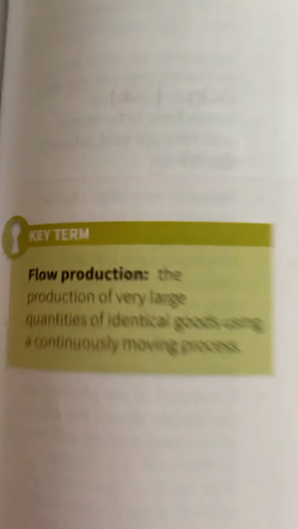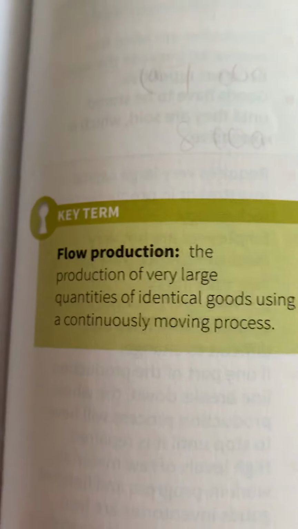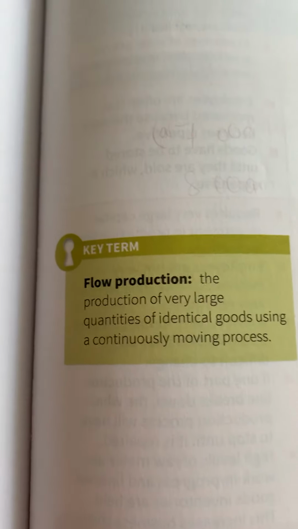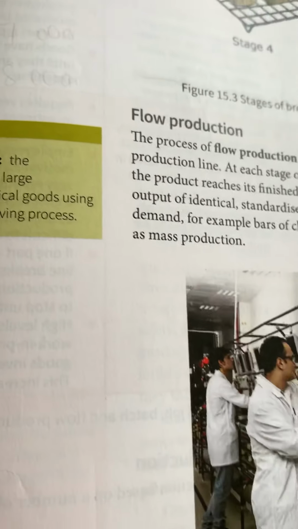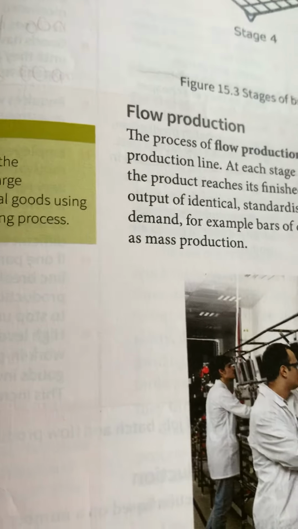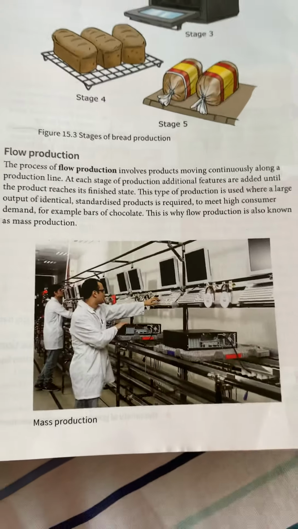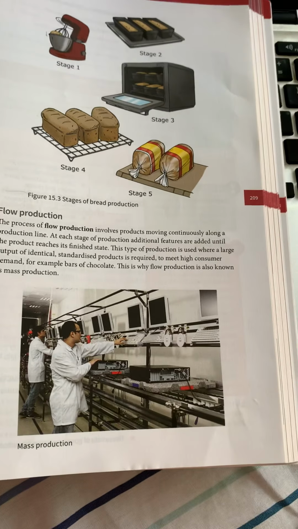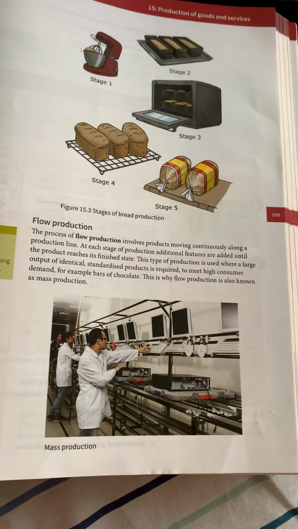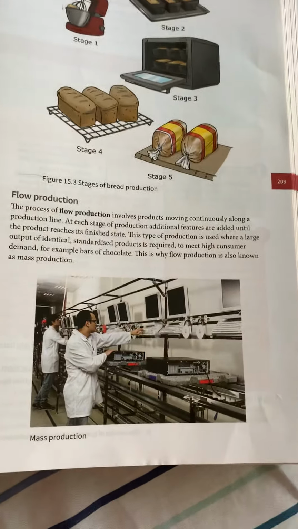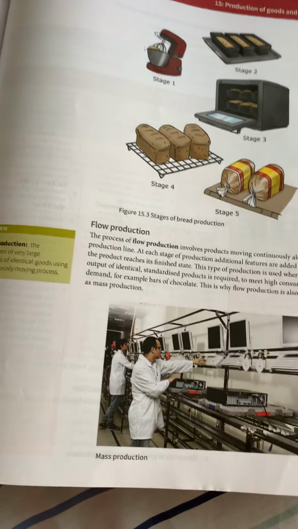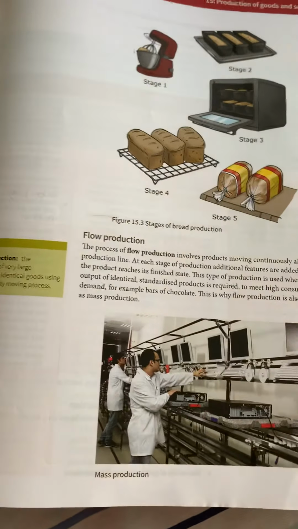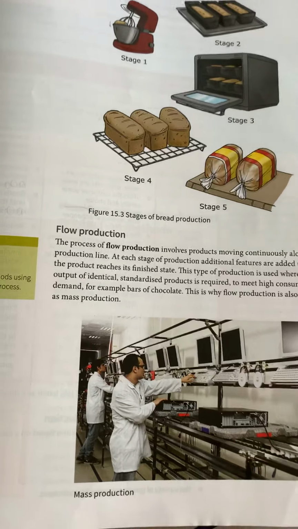The last one is flow production. The production of very large quantities of identical goods using a continuously moving process. Now I want you to think about a Coca-Cola factory. In a Coca-Cola factory, imagine that the bottles have been filled up, moving to the closing of the cap, and then moving again into the separate boxes. Maybe before the boxes they move into labeling. But once it's been labeled, the other boxes in the first process are being filled up.